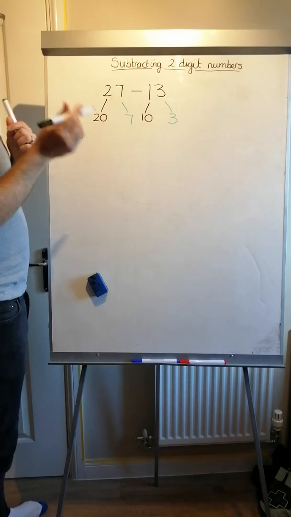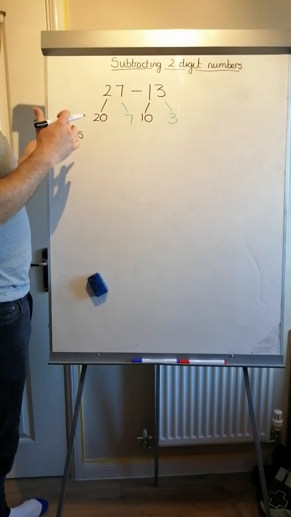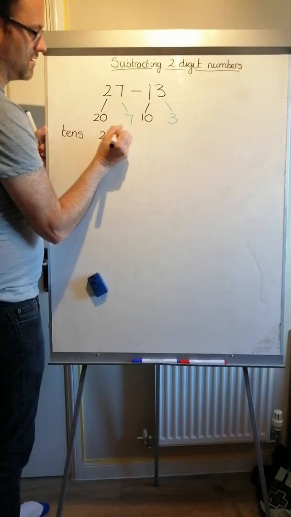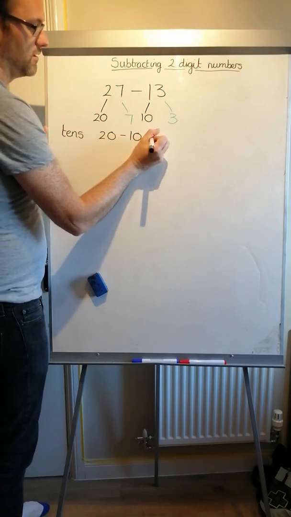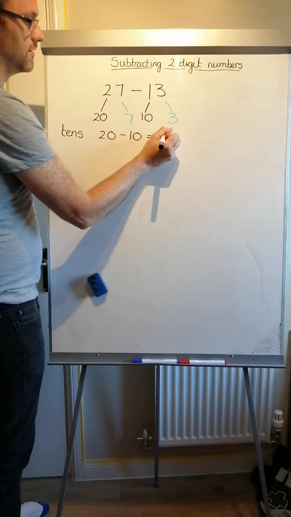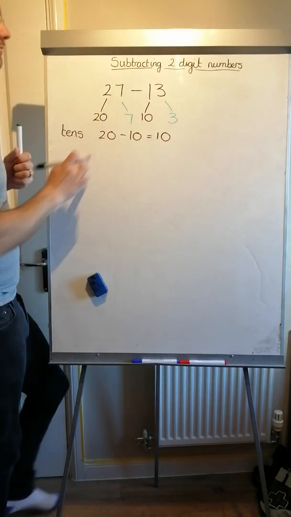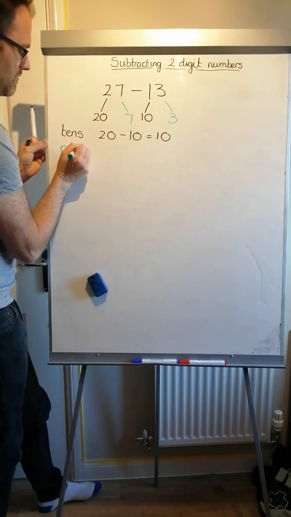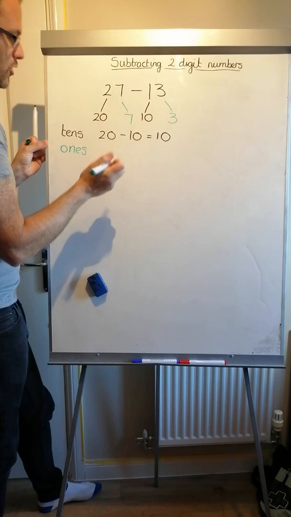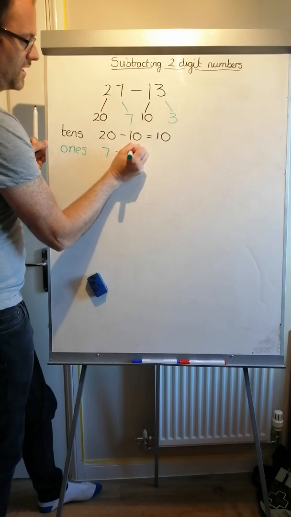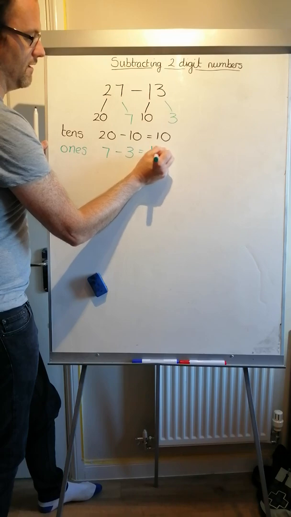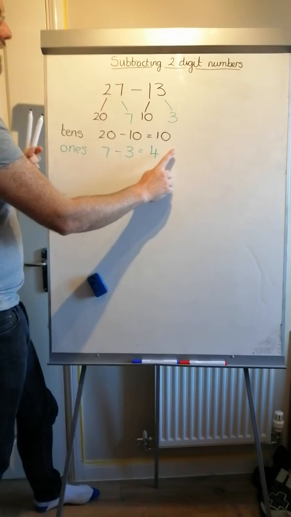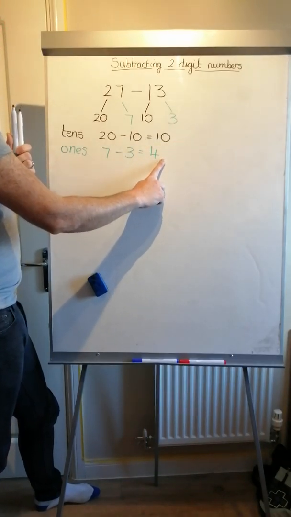So we're going to start, when you take away, you have to have the biggest number to start with. When you're adding, it doesn't matter which way round you do it. So we're going to do 20 take away 10. Hopefully you know that as 10. Now we're going to do our ones in the green pen. So ones, the biggest one is 7. We're taking away 3, and hopefully you're already shouting this out. It's definitely 4.